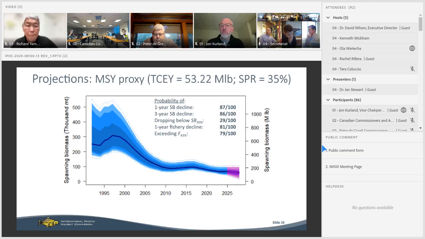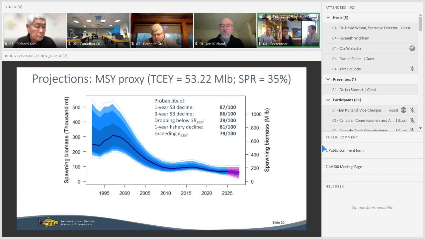If we then go all the way up to what we would consider an MSY proxy, this would be an SPR of 35%. In some fisheries management realms, this might be your overfishing limit, or something where you wouldn't expect to be able to fish any harder than this under any circumstances. This is obviously a much higher TCEY at 53.22 million pounds. And you can see here quite clearly that the stock trajectory is now trending downwards.